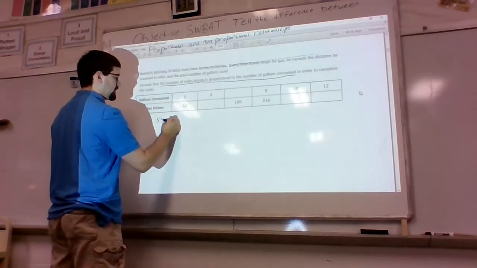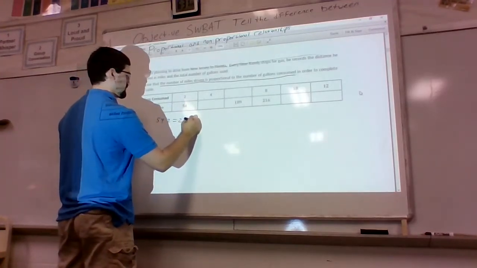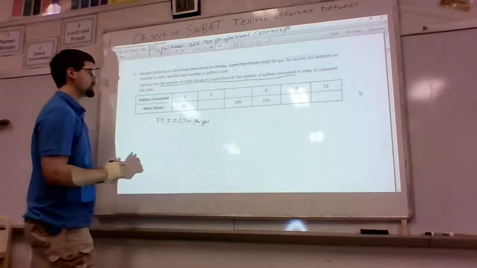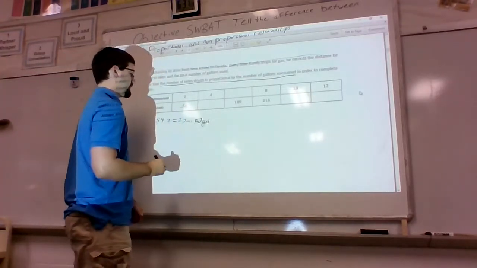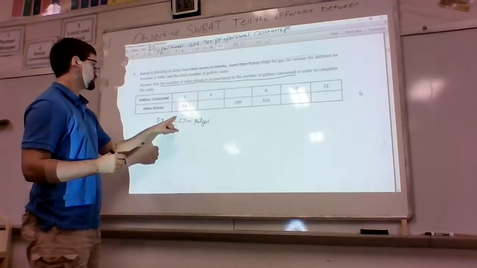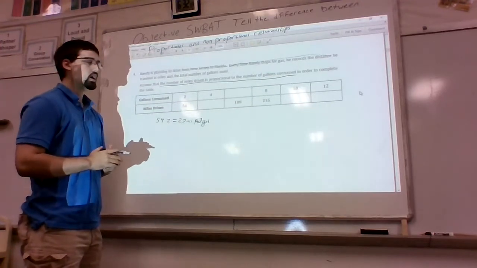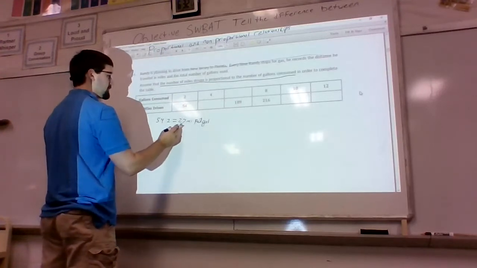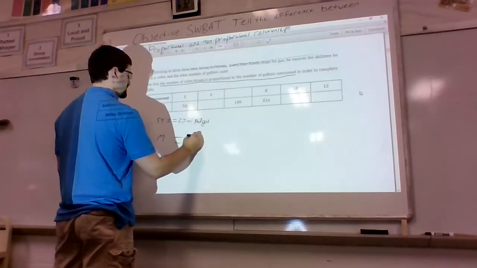So if we divide that out, that equals 27 miles per gallon. 27 miles per 1 gallon. So every time he uses one more gallon, he goes another 27 miles. We could even go so far as to write out our equation. 27 miles per 1 gallon, so let's say M equals 27G.